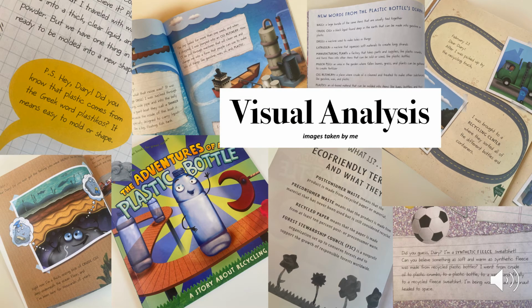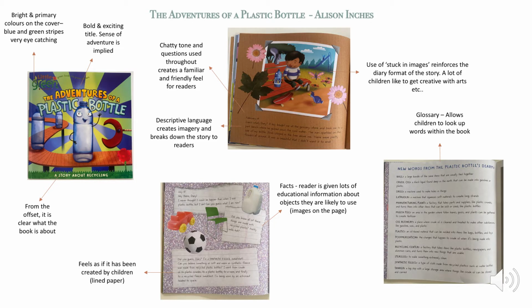This is another example from my visual analysis, and it's on the book called The Adventure of a Plastic Bottle by Alison Inches. The front cover also features an easy to understand title and an eye-catching striped background made up of primary colours again. The story is written in the format of a diary and in the perspective of the plastic bottle. It is set out in small paragraphs and is broken up into different diary entries. The text has an upbeat, excited tone to it, keeping the reader engaged in the story.